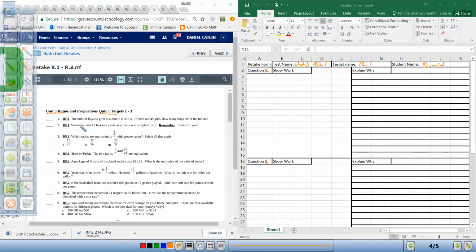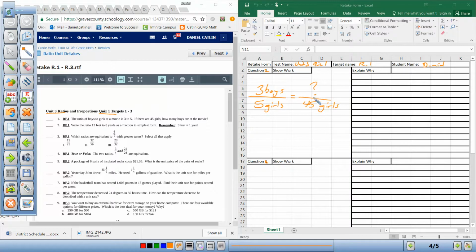So this particular question: the ratio of boys and girls in a movie is 3 to 5. You are going to show your work very over the top. I want it to be over the top shown work, the best you can do. Even if you could do it in your head, you need to show me what's happening in your head. 3 boys to 5 girls. Well, if they say there are 45 girls, then that's proportional to the denominator because that's where the girls are. So we'd set up our proportion as such, and then we're trying to find how many boys that would be to keep that proportional relationship.